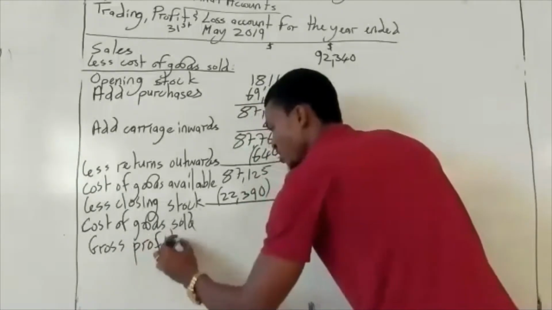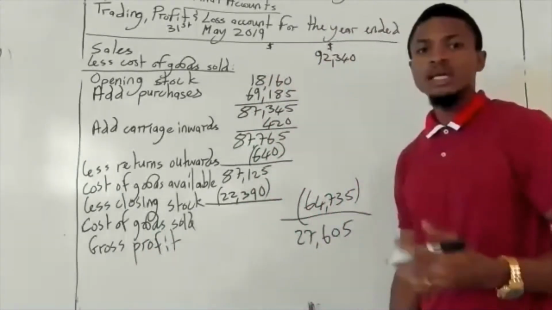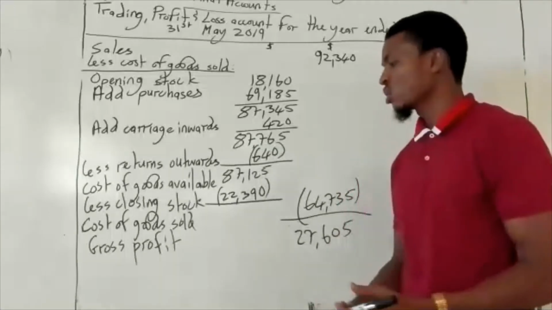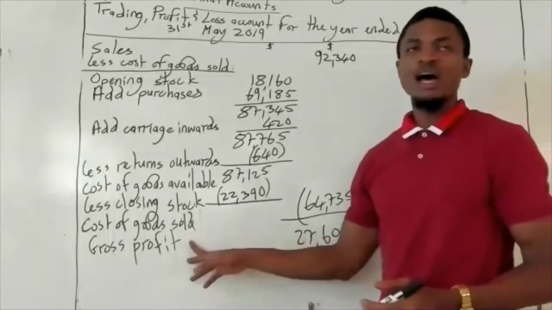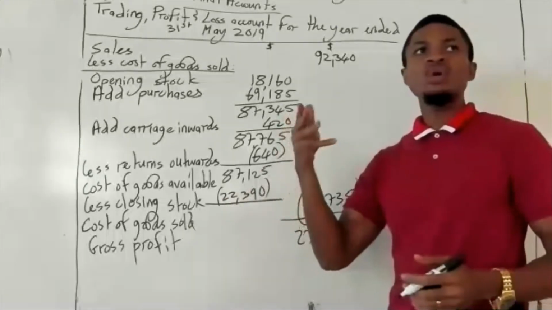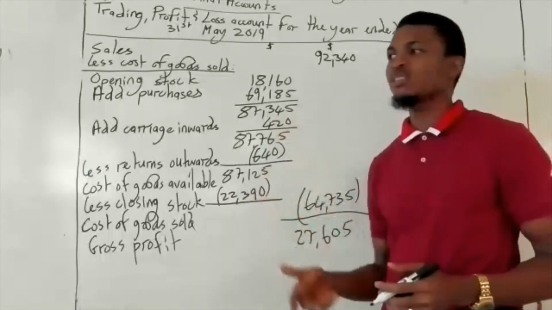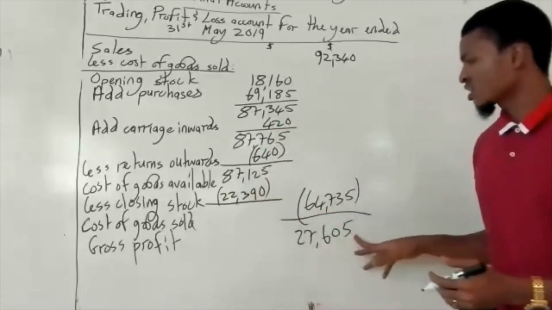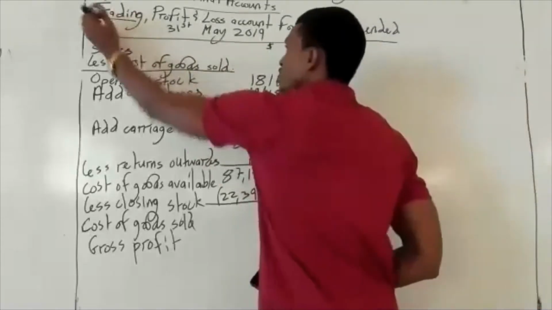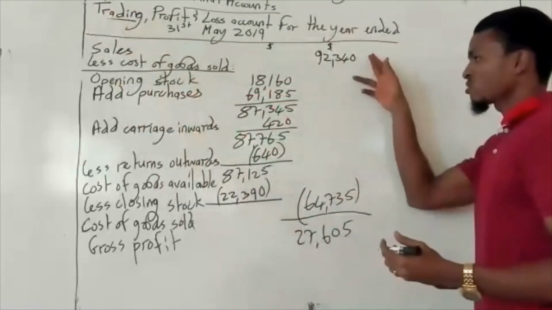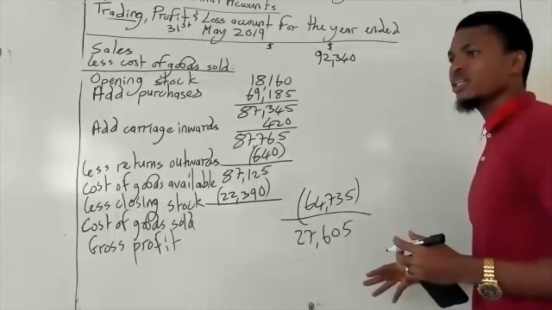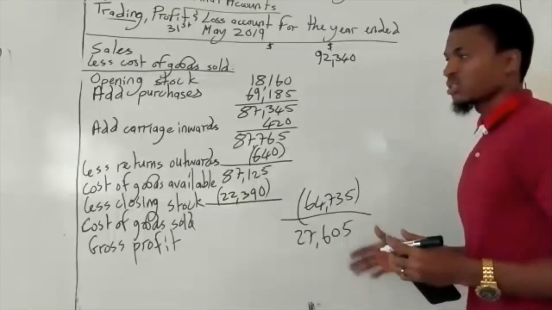What is our gross profit? This is the profit we get on trading. After we must have concluded all our trading activities, we get our gross profit. And this is the profit you also get before any deduction of operating expenses is made. And this marks the end of the trading aspect. Just this aspect. From sales to gross profit is our trading aspect. Take a look at it.